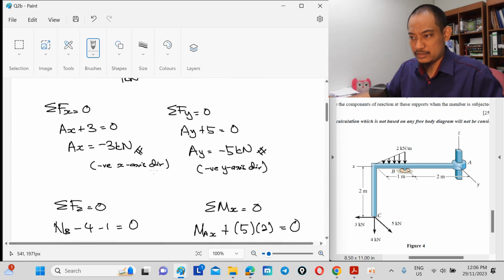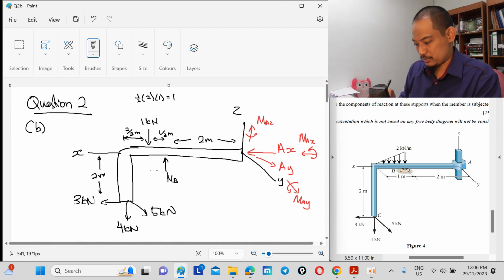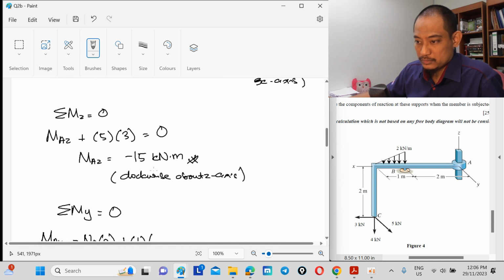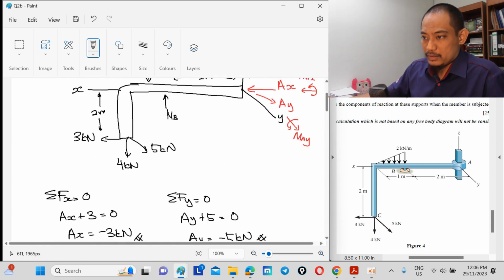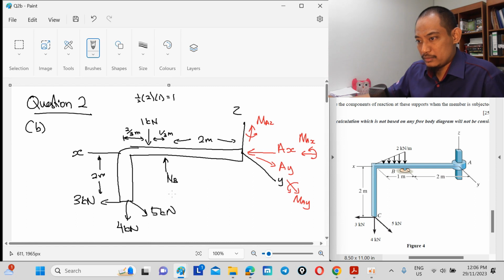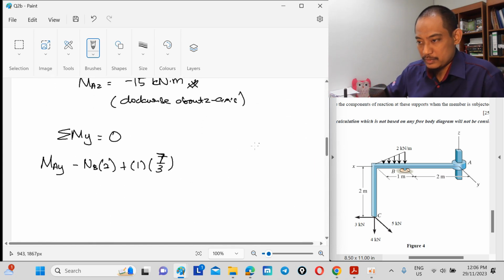How to calculate the distance? It's 2 plus 1 over 3. 2 plus 1 divided by 3, 7 over 3, right? Okay. And then the 4 kilonewton, this is counterclockwise as well, and the distance is 3, so plus 4 times 3.